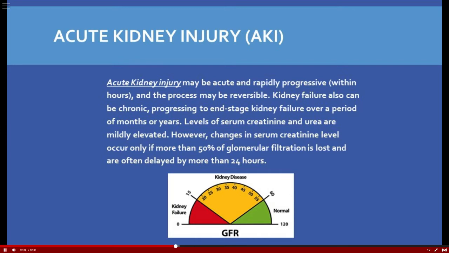However, you've got to remember changes in serum creatinine level occur only if more than 50% of the glomerular filtration is actually lost. And this can actually be delayed. So when you're doing your lab values, it can take up to 24 hours for that to be noticed on a lab value, because it takes that long for the body to recognize that.